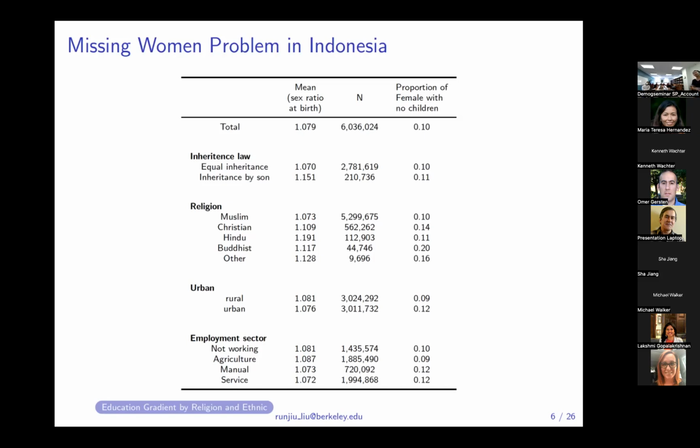However, if we break down the sex ratio by urban and rural area, and also by parents' employment sector, we see very small differences between the urban and rural areas and the employment sectors. So this indicates that at the baseline, cultural factors are really important for us to study the missing woman problem.